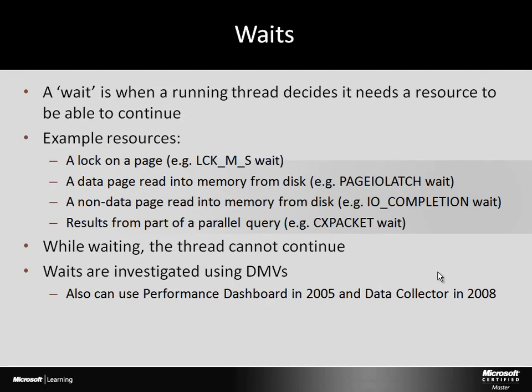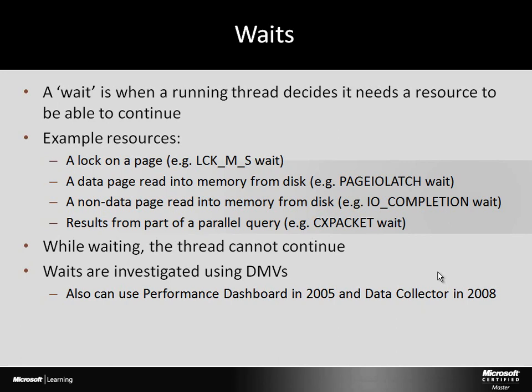So a wait occurs when a thread that's running decides it needs a resource, and so the resource has to become available. By resource, there's a bunch of different things that could mean. So there are some examples I'm going to walk through. The thread might decide that it has to take a lock on a particular page, a relational level lock, to protect something that's going on.